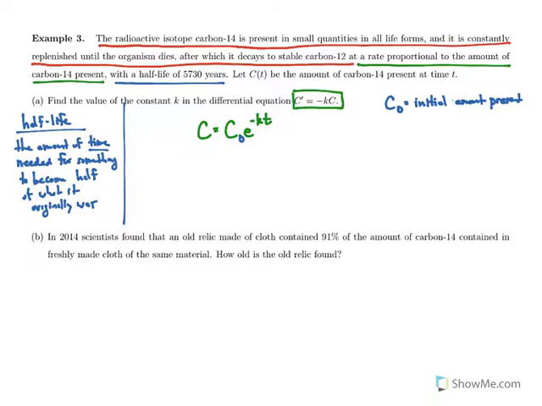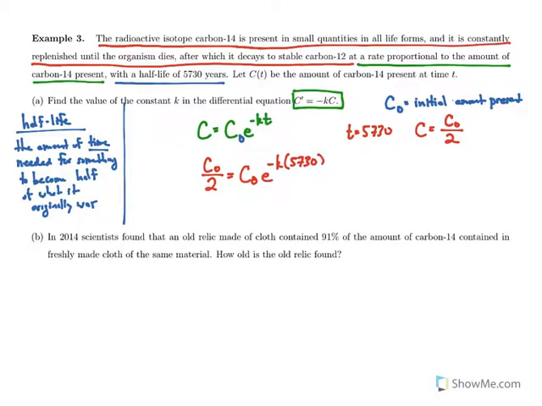So let's set up an equation here that we can find the value of k. And we're going to do that by plugging in for t. We know that when t is equal to 5,730, C is going to be equal to the initial amount divided by 2. We've halved what we had originally. So this will give us an equation that we have C naught divided by 2 is equal to C naught e to the negative k times t, which is 5,730.